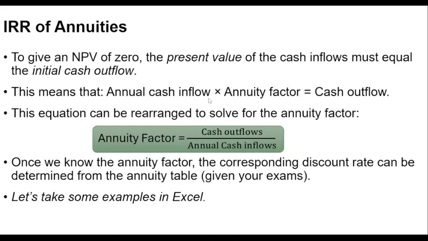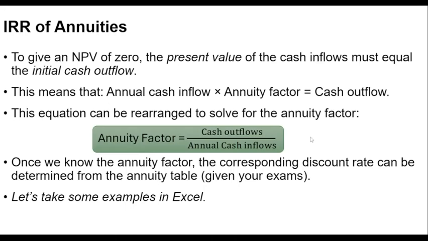This is the formula we use when you are calculating the cash flow from annuities. Cash flows in the form of annuities. Now, this equation can be rearranged to solve for the annuity factor. So if I want to find the annuity factor for calculating IRR of an annuity, this is the formula I'm going to use. So annuity factor can be calculated as the cash outflows from the project divided by the annual cash inflows. This formula too should be learned and remembered in the exams.